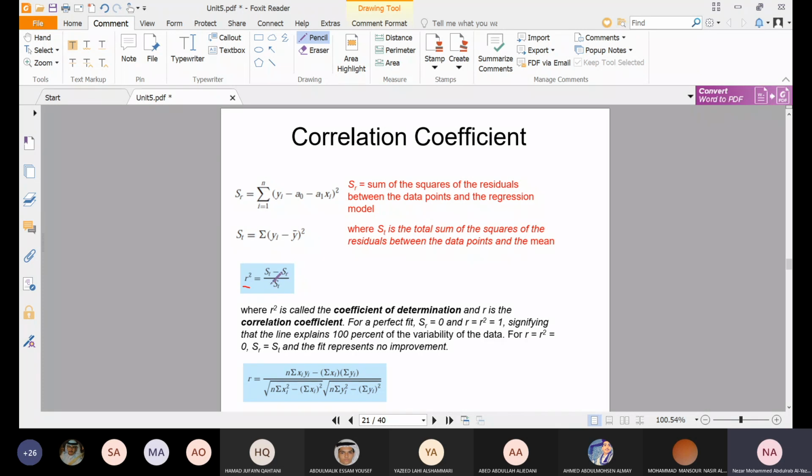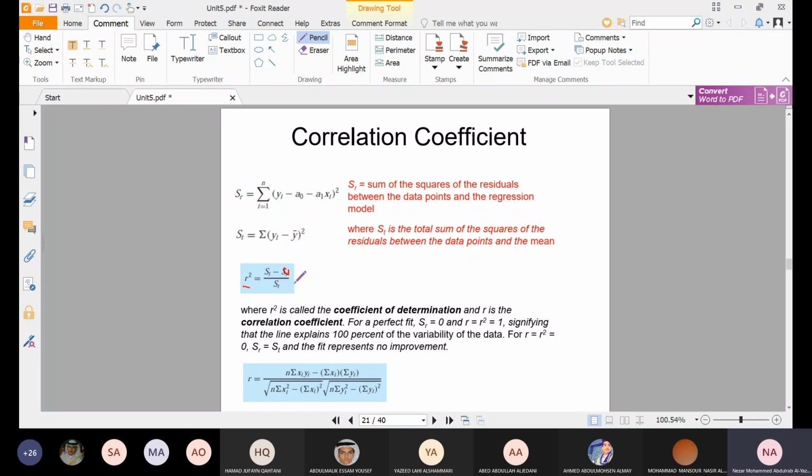Here, for example, if the value of R squared is equal to 1, that means S_R equals 0. If it is 0, then I have S_T over S_T, so R squared will equal 1. So in this case, this explains that 100% of the variability of the data is accounted for.